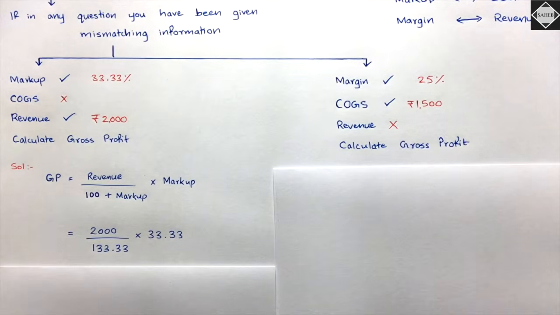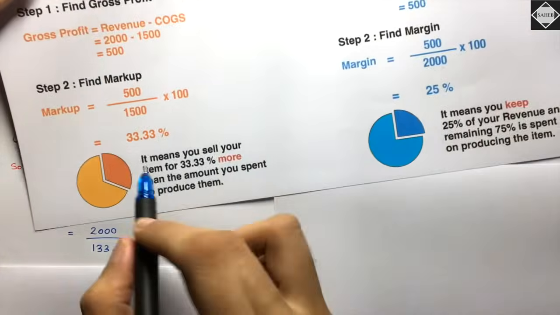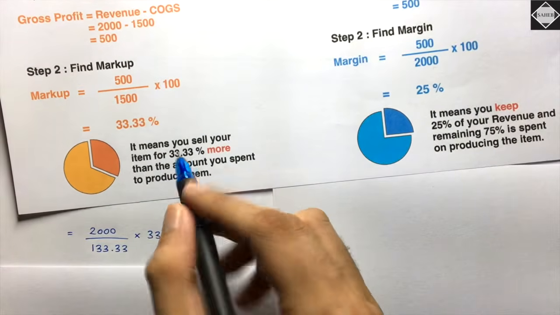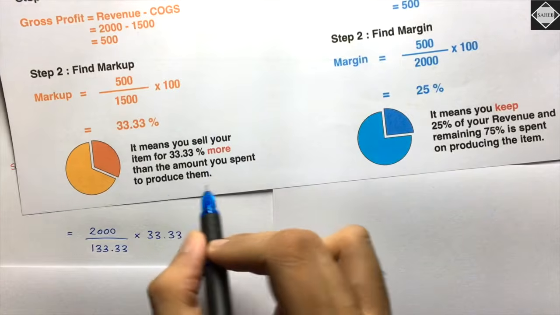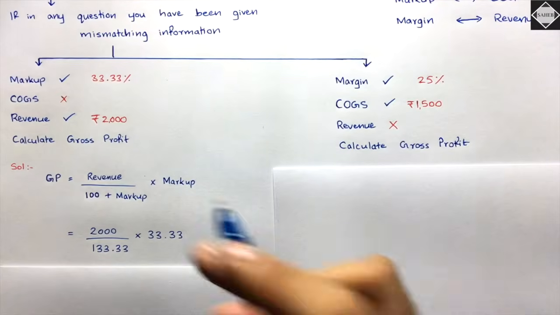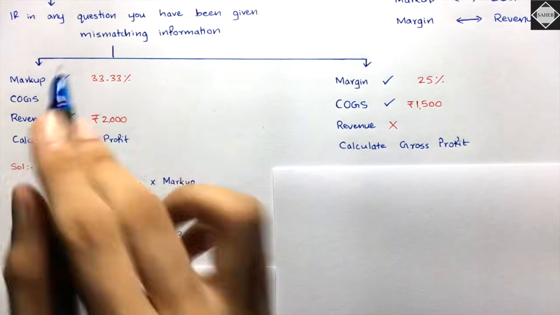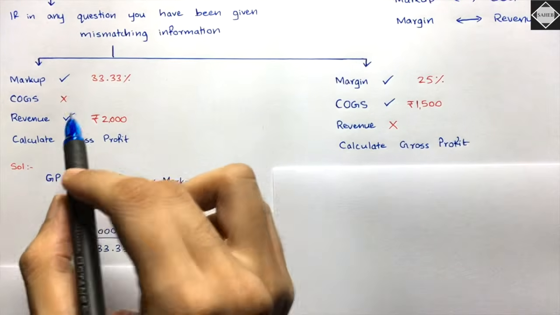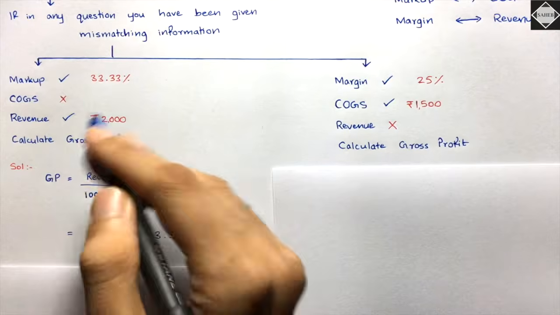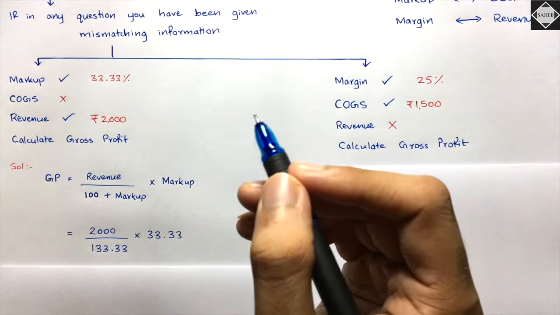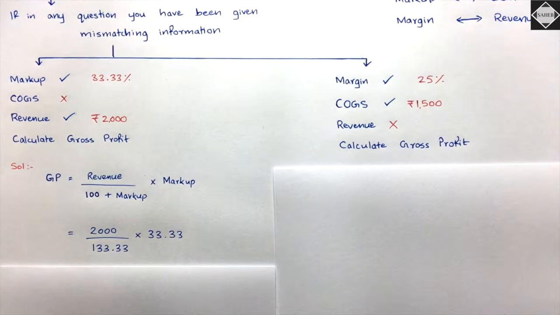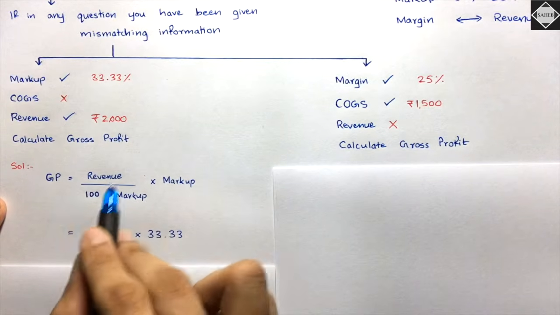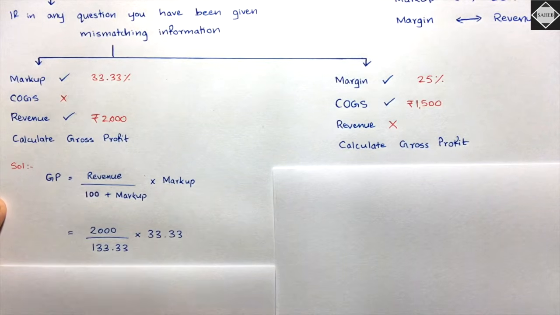I already explained this to you. What is the interpretation of markup? It means you sell your item for 33.33% more than the amount you spend to produce them. So in markup, we always assume that cost is 100%. If we assume cost at 100%, then the revenue is at how much? 133.33%. So that is why we divide the revenue by 133.33%.